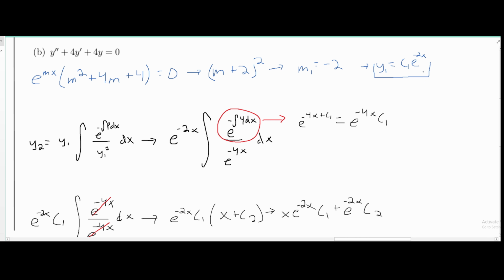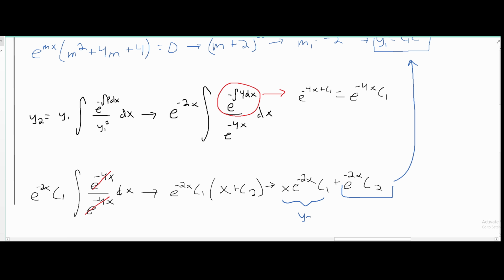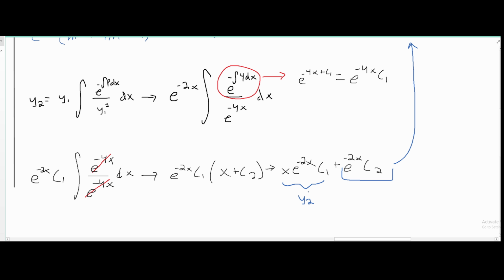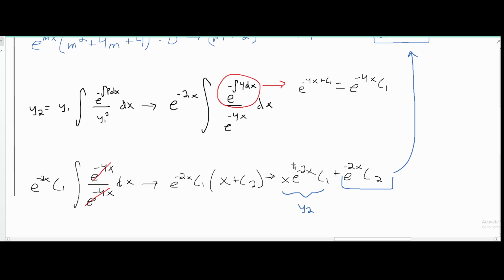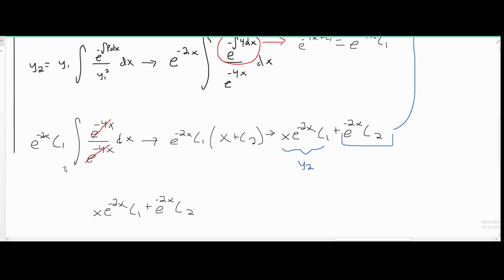We can see that this part is equivalent to this part, so our y2 is going to be this. From here, since these are equivalent, what we can do is just take this portion, what we have written here, and set it like this, and then just put a y in front of it. And that is our general equation.